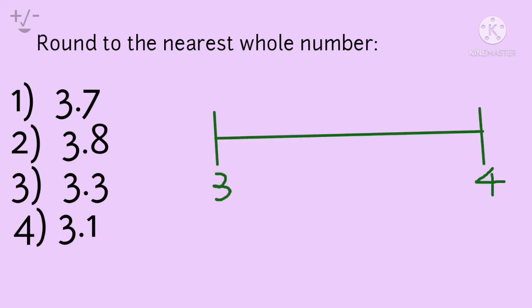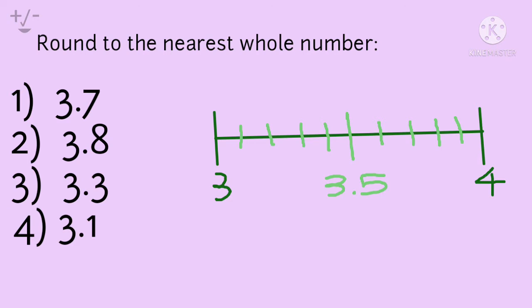Here I've drawn part of a number line. So we're going to be focusing on numbers between 3 and 4. We can see that 3.5 is the middle value between 3 and 4. We can say that 3.5 is the cutoff point. Any value between 3 and 3.5 will round down to 3. Any value, including 3.5 to 4, will round up to 4 as the nearest whole number.